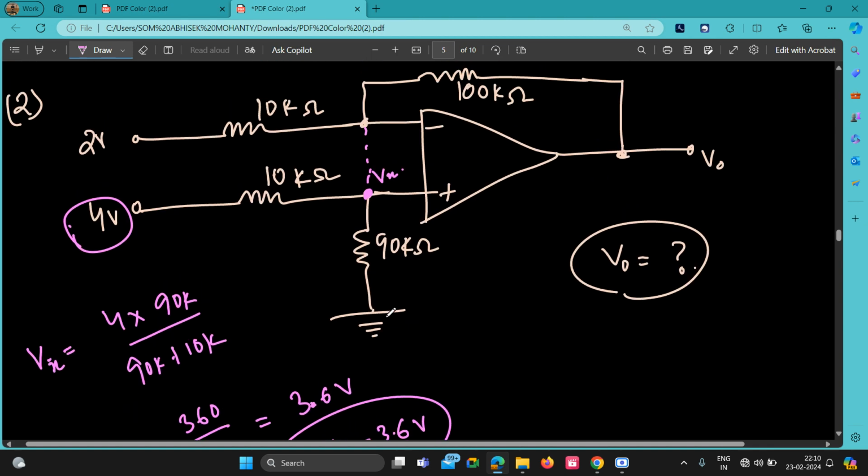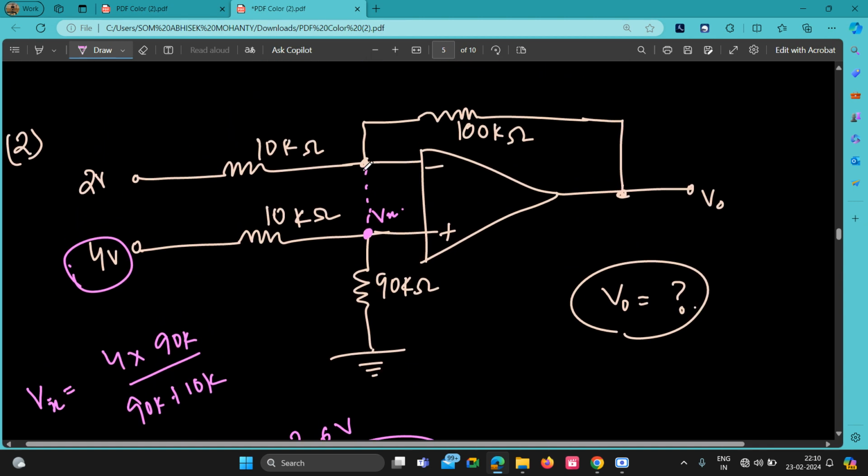So this is your Vx. So this 3.6 volt will be reflected here. So this will be your 3.6 volt, isn't it? Got it? Because if you see, this is negative. The feedback is connected to the negative, and there is virtual ground here. So you can say that. So 3.6 volt. Now I will just use it.